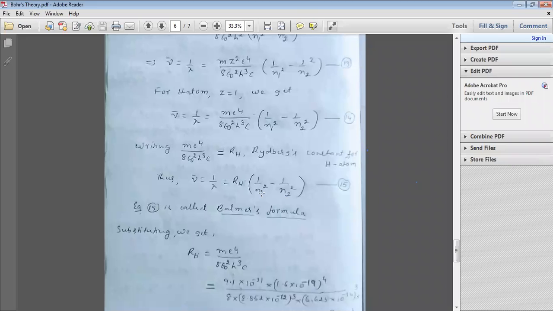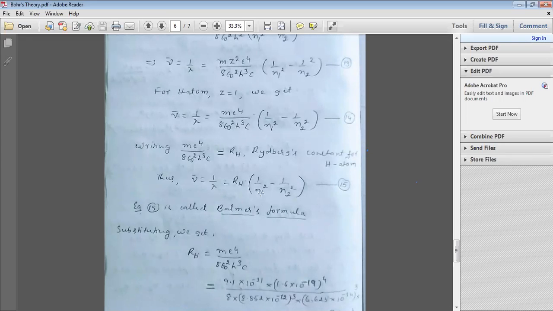What I am going to get if I substitute n1 is equal to 1 and n2 is equal to 2, 3, 4, 5. I repeat, in equation 15, I am going to restrict the values of n1 and n2 such that n1 I am going to choose as 1. n2 I can substitute 2 or 3 or 4 or 5 or 6, etc. So then what am I going to get?